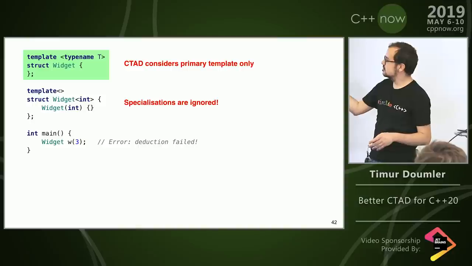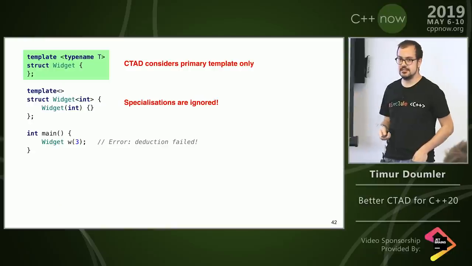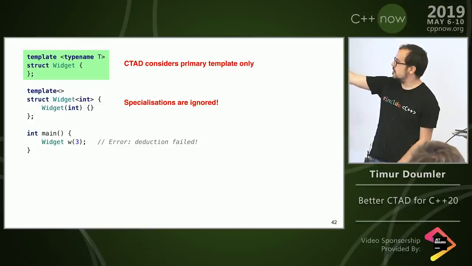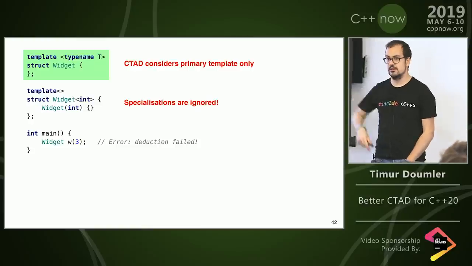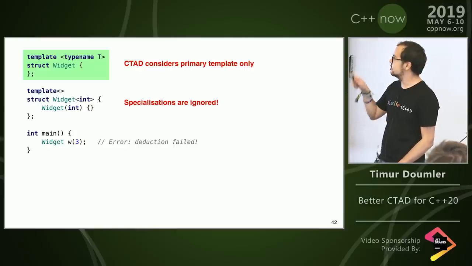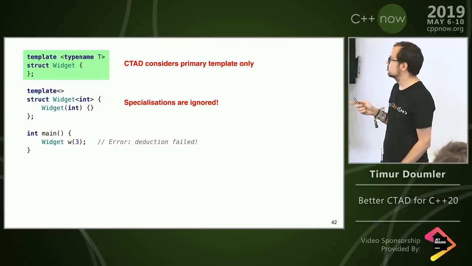So if you have this, it's going to look at the primary template. And then the primary template doesn't have any constructors, so there's nothing to deduce from, so this is going to fail. Even though we have a specialization down there that has the right constructor, right? But CTAD is not going to look into that. CTAD only ever looks at the primary template. That's the third really, really important rule to remember.